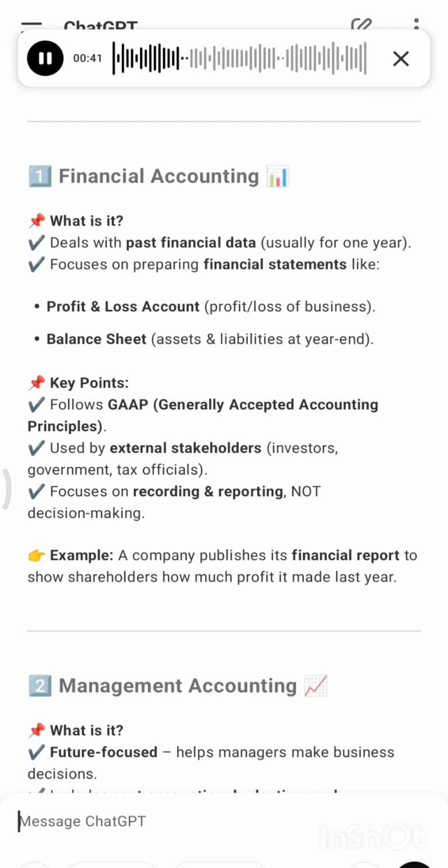Key points. Follows GAAP, generally accepted accounting principles, used by external stakeholders, investors, government, tax officials. Focuses on recording and reporting, not decision-making. Example, a company publishes its financial report to show shareholders how much profit it made last year.